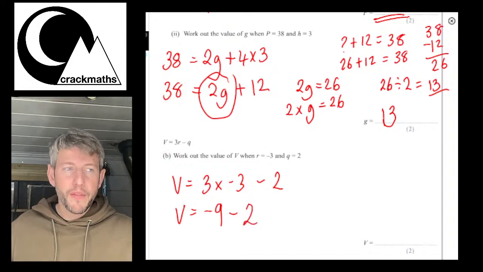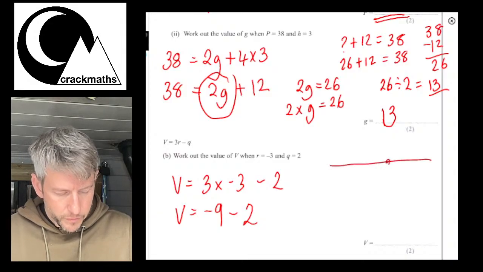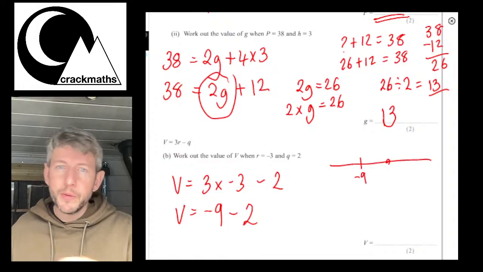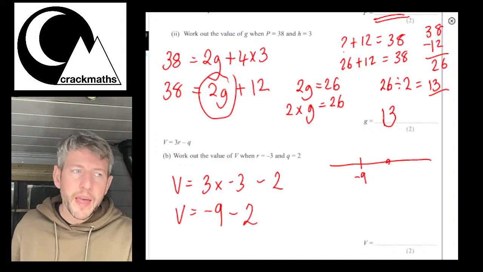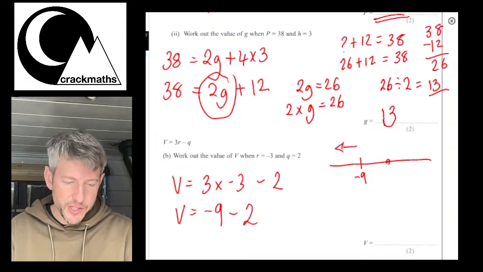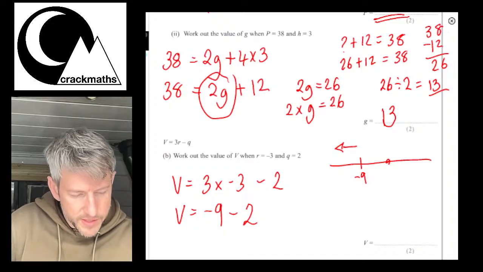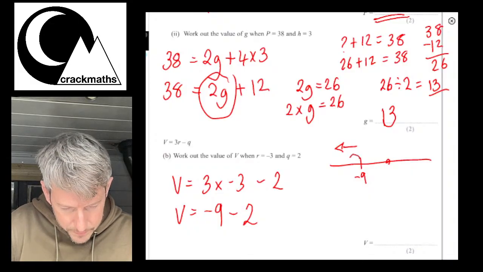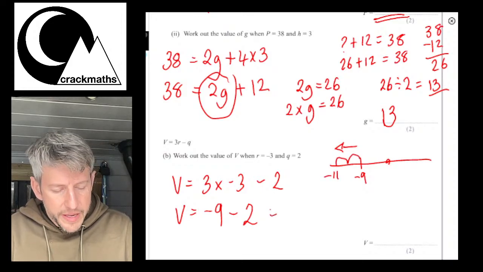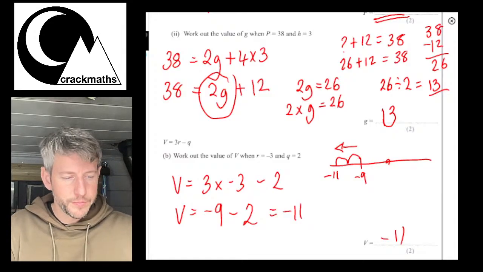Remember, numbers mark how far they are away from 0. So if I'm at -9 and I'm going to -2, that means I'm getting two more spaces away from 0. Minusing a number means you're getting further away from the 0. So -9, -10, -11. So V will equal -11. And I can put that there.